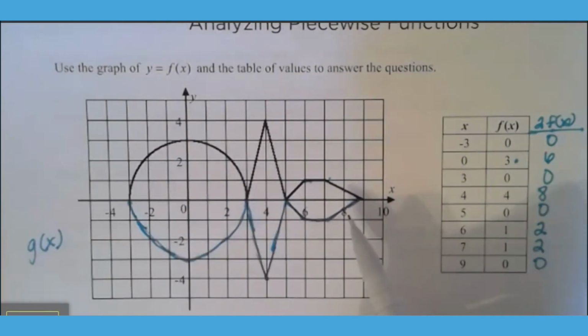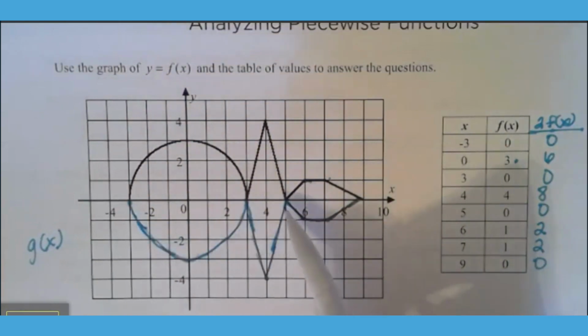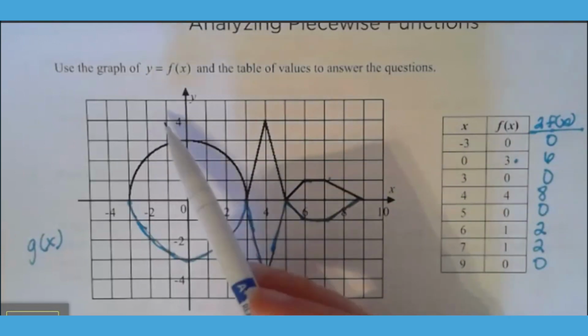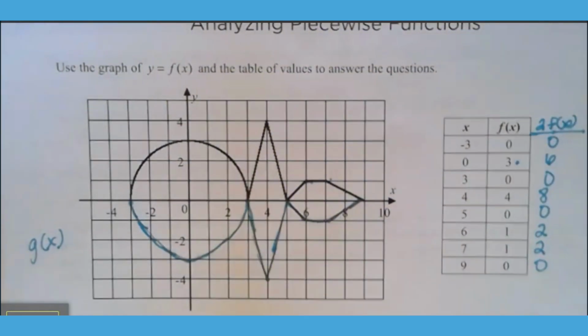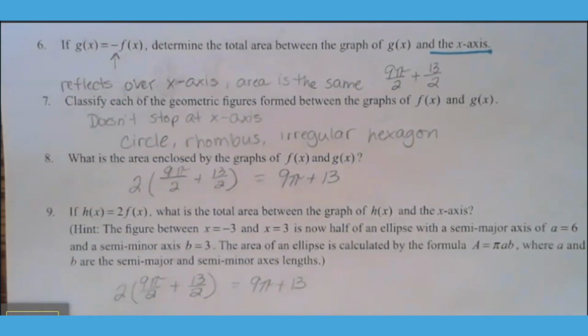These are the new shapes that we have, the new forms that we're going to look at for g of x. G of x being just the blue part, just this portion that is reflected over, not the entire thing. Otherwise, it would not be a function. So in looking at our questions for this portion of the practice, they want us to determine that total area between g of x and the x-axis.